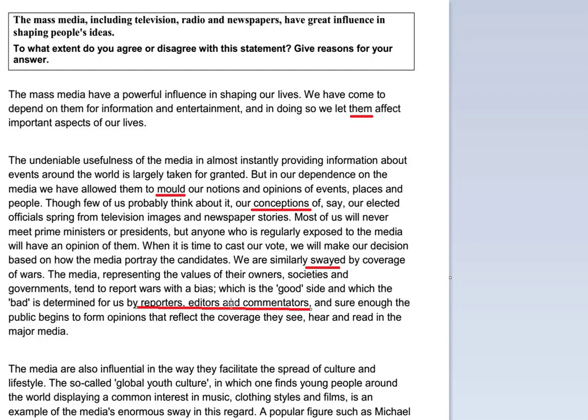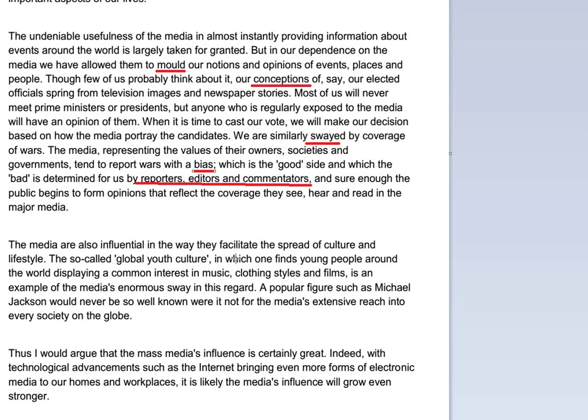Reporters, editors, commentators. Alright, so we've got this nice lexical chain going here. These job titles are all related to the media. That's quite good. Oh, and bias also. Major media. The so-called global youth culture. This is not something I've heard before. Clothing styles. Here we see sway again. Reach is quite good, used as a noun here.